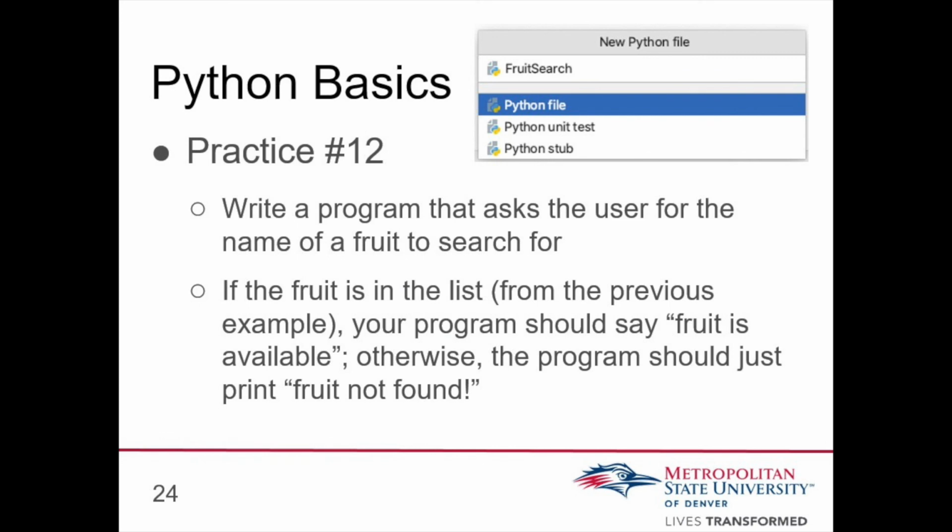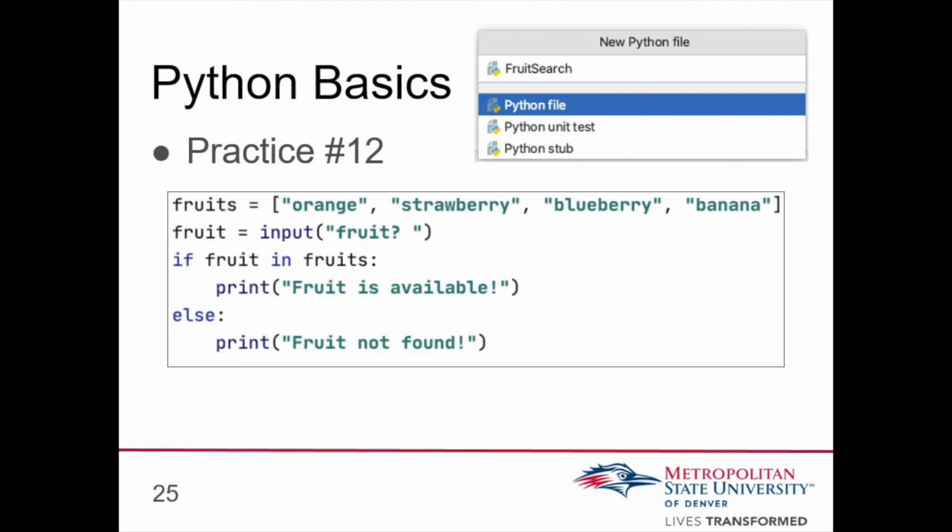The next problem illustrates how to perform a simple search on a list. Write a program that asks the user for the name of a fruit to search for. If the fruit is in the list, consider the same list from the previous example, your program should say fruit is available. Otherwise, the program should just print fruit not found. You can name this program fruit search. The solution shows how to perform the search using a conditional statement with the in operator.